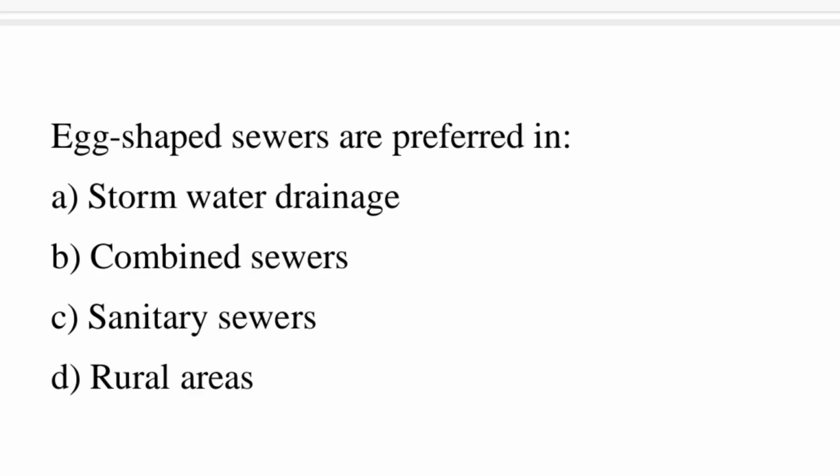Next question, egg-shaped sewers are preferred in option A stormwater drainage, option B combined sewers, option C sanitary sewers, option D rural areas. So the correct answer is option B combined sewers. Egg-shaped sewers provide better velocity during the low dry weather flows. So we can use them in combined sewers.